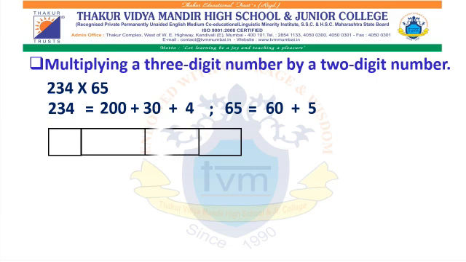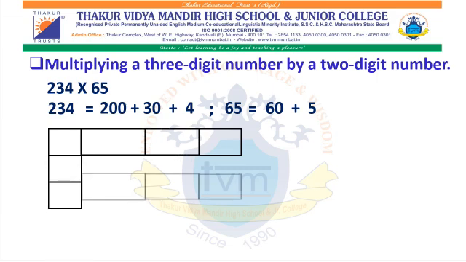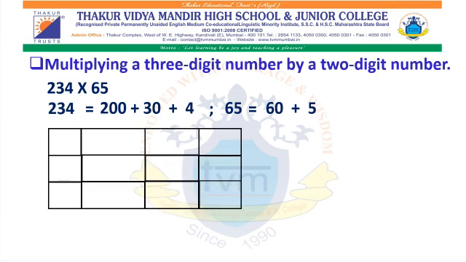Now we will start framing the structure of the lattice. We will first place the multiplication sign, the expanded form of the multiplicand, and in the vertical form the expanded form of the multiplier. Now let's begin with our sum.